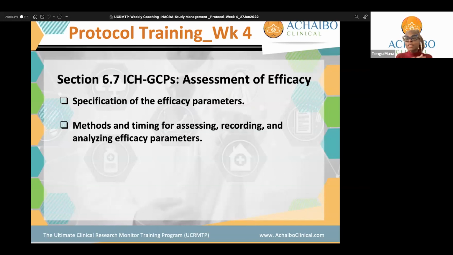So it is required that the protocol has to specify what the efficacy parameters are. Just to recap, when you think about the stages of clinical trials, right? We know that phase 1 is safety, phase 2 is safety and efficacy, phase 3 is more efficacy, and then phase 4 is, we've already approved it. We're trying to see what are the efficacious things and actually come from it. So I want you to think about that. When you think about efficacy, you always want to think about the stage of the clinical trial.